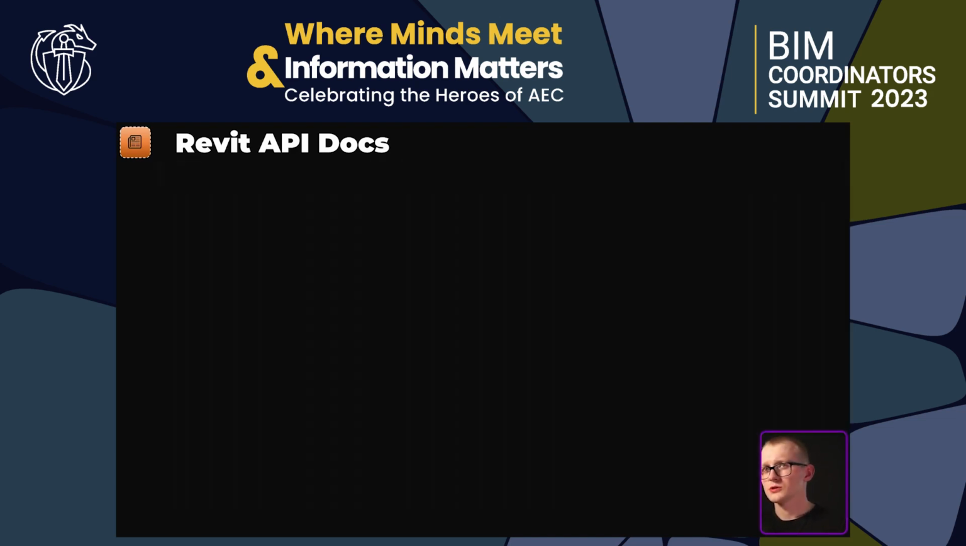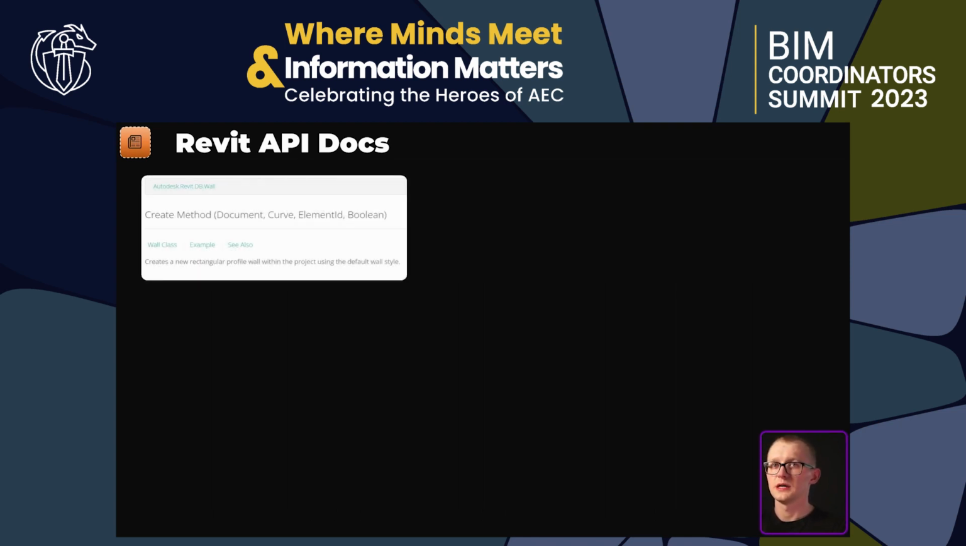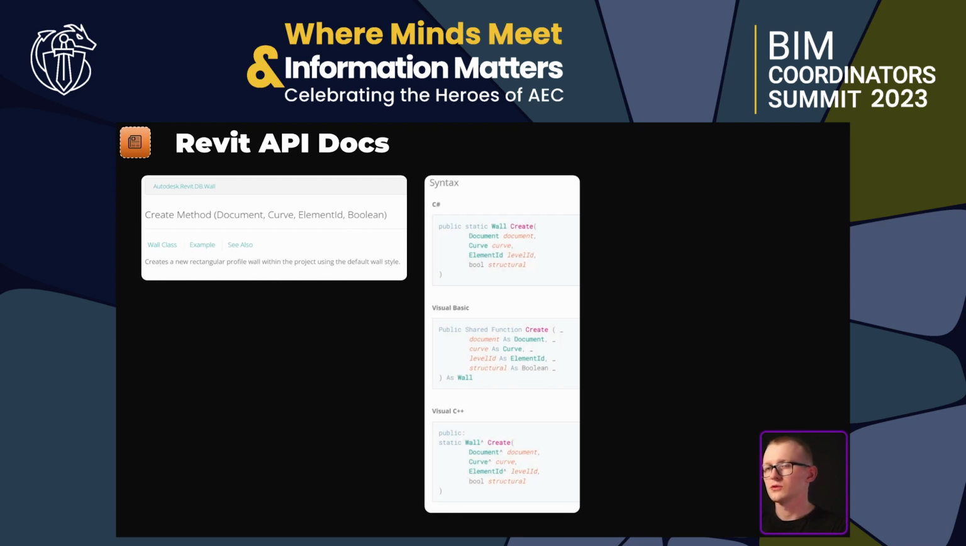For example, let's also look for another method. Let's see how to create a wall by using the create method. First of all, you will see the description. It tells you that it creates a new rectangular profile wall within the project using the default wall style. Then most importantly, you will find syntax. And if you pay attention, you will notice that syntax is available in C#, Visual Basic, and Visual C++.